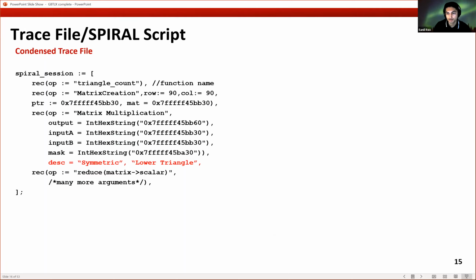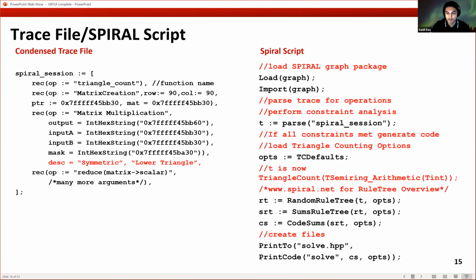So in this case, the descriptor would say that we have a symmetric matrix and is using only the lower triangle for the actual computation. So meaning we only compute on the elements that are below the main diagonal of the matrix. We also use hex strings for verification of the inputs and outputs as we move from operations that are within the trace file. So this trace file will be parsed by our Spiral script, which we see here.